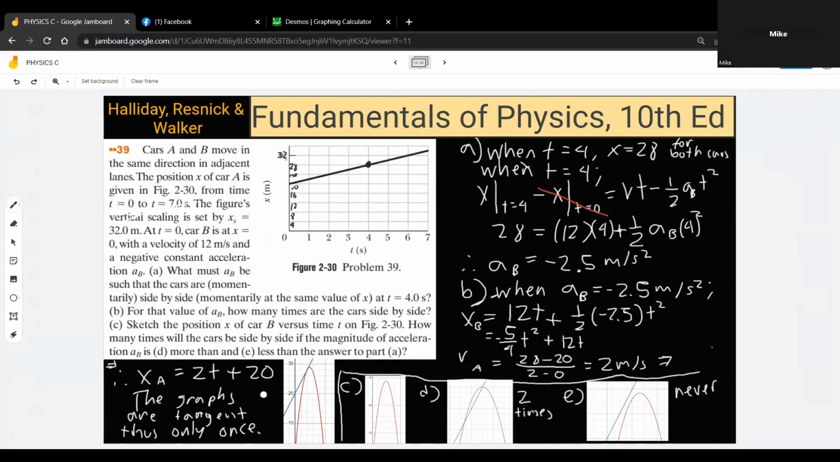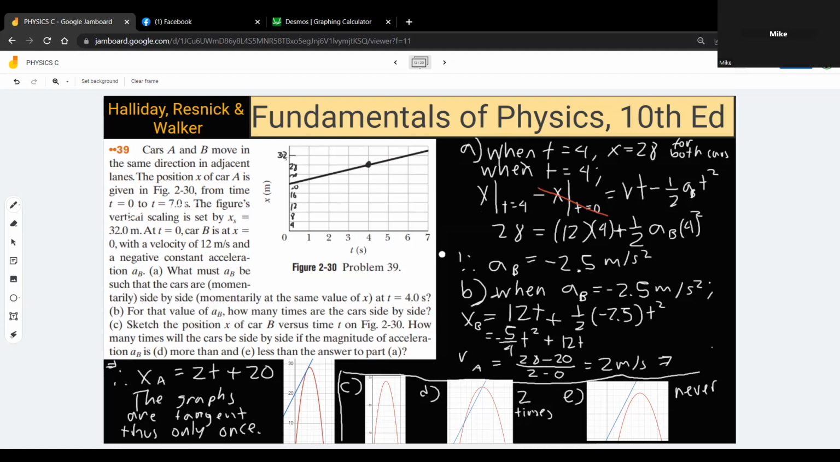Actually, how many times are the cars side by side? So we only have one. Now, what happens when they are side by side is also the point of tangency, right? Because there is only one. Then, sketch the position x of car B versus car A. Sige, so kuha.